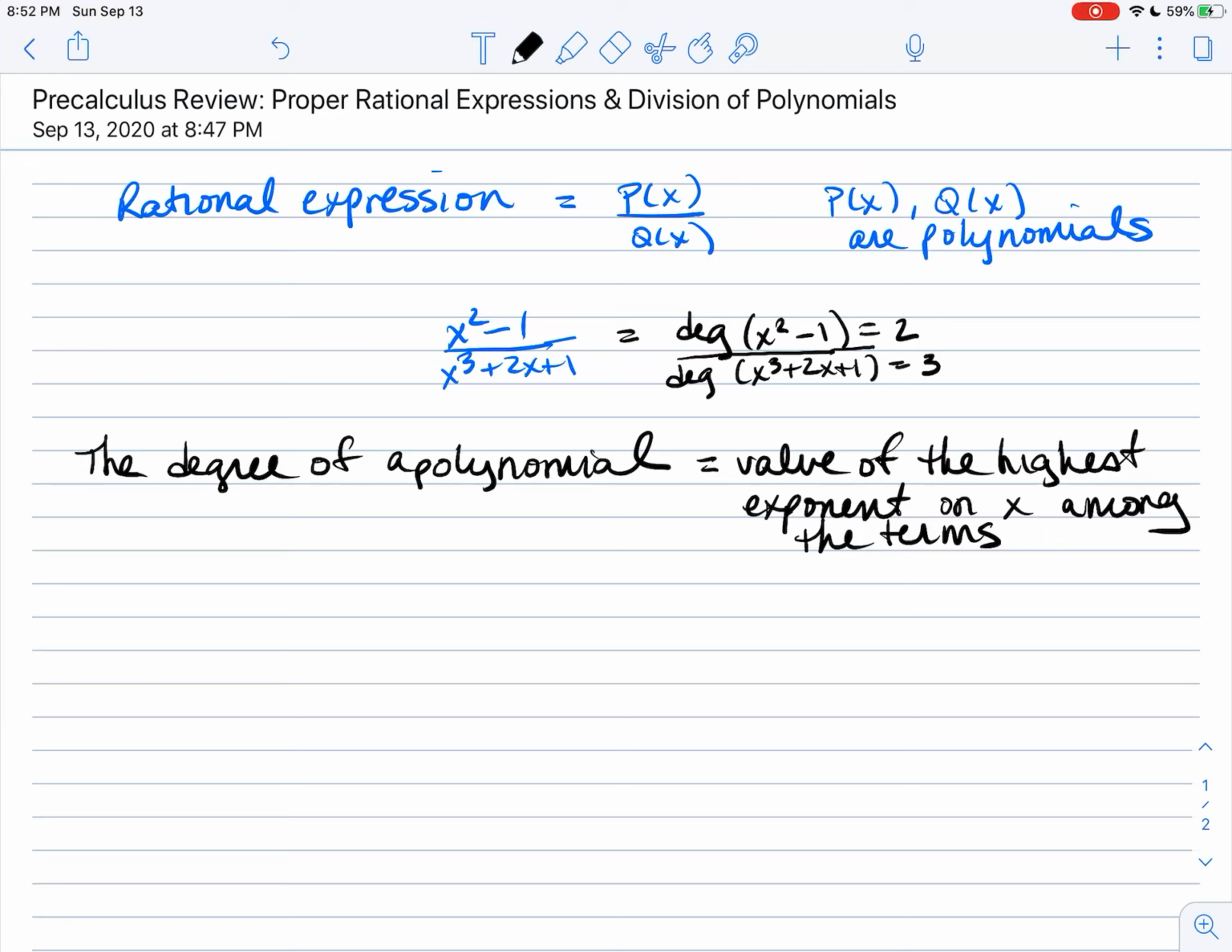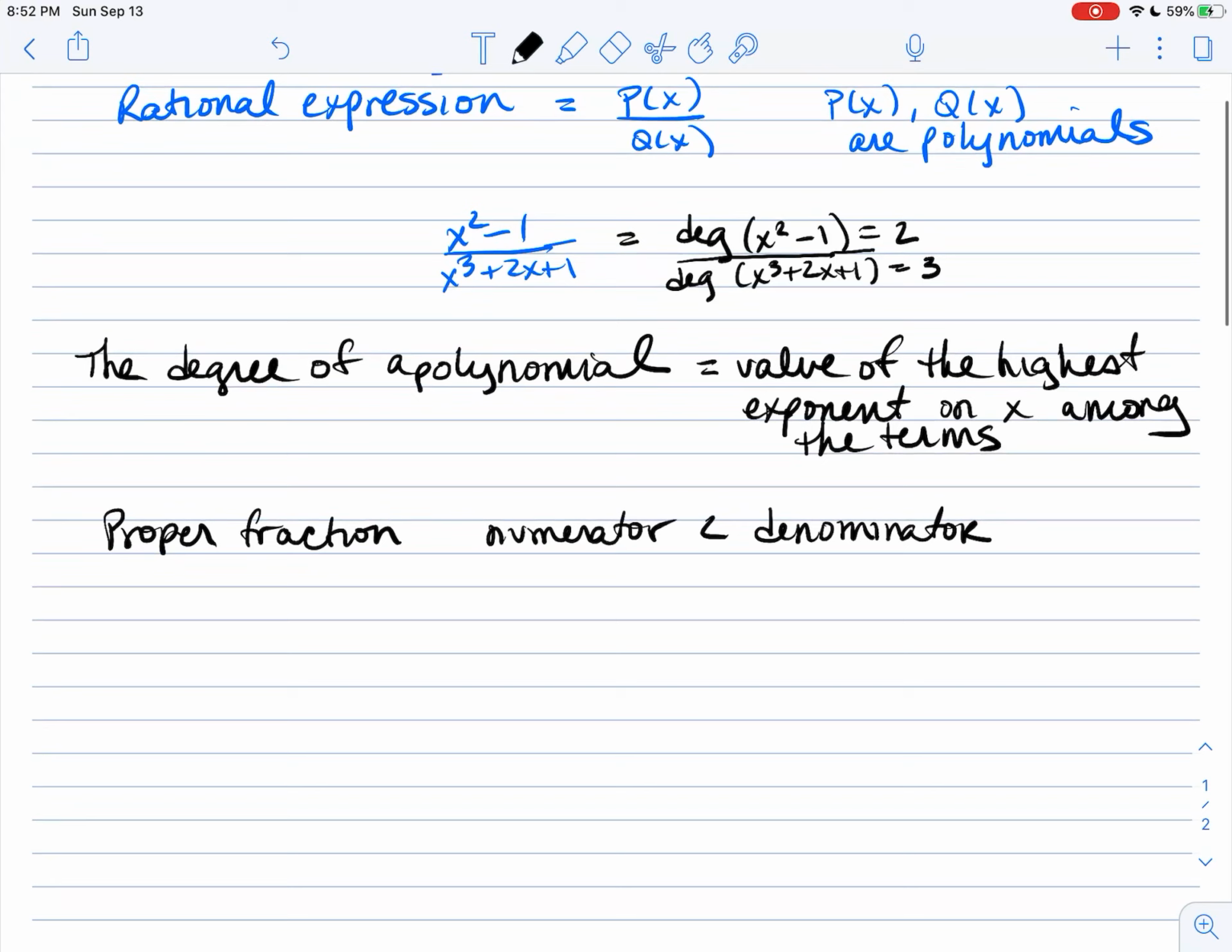So what is a proper fraction? A proper fraction is one where the numerator is strictly less than the denominator. And so some examples, 1 over 2 is a proper fraction. In other words, the ratio is strictly less than 1. Good, so where a over b is strictly less than 1, so that tells me the numerator is strictly less than the denominator.